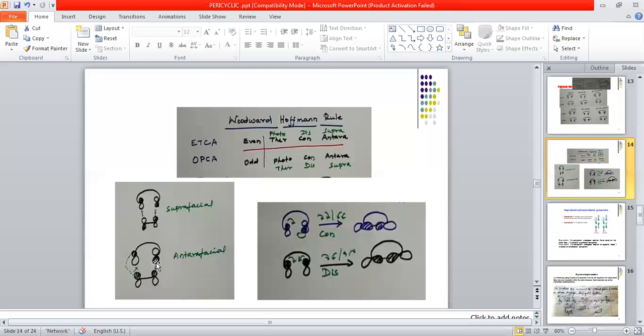Now you can see this one is matching. Matching means both lobes are the same color: this one is matching, but this one is not matching. Black and this one is white, so this one is not matching. This one is called intrafacial. Intrafacial means one is matching, one is not matching. Suprafacial means when both lobes are matching.